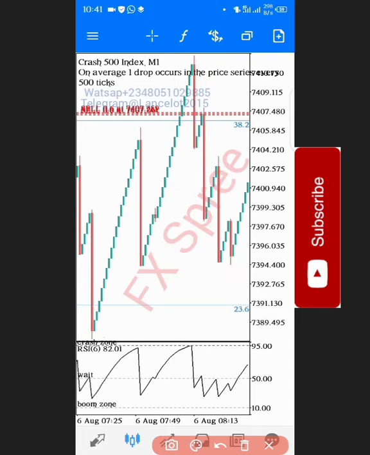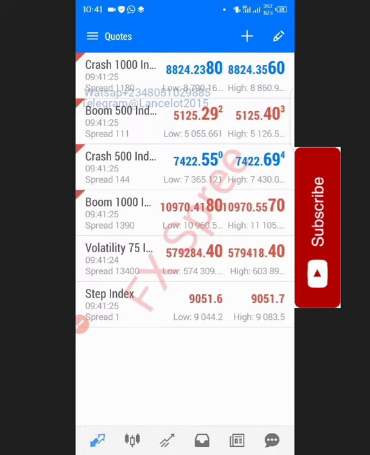So you wait for 3 to 4 candles. If you don't see it, close with profit. That is that. Now let's go to Boom. Go to Boom 500.